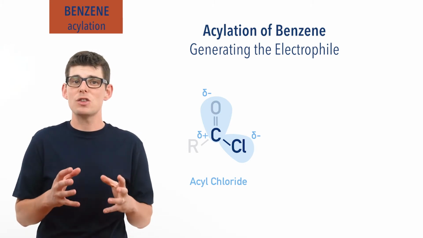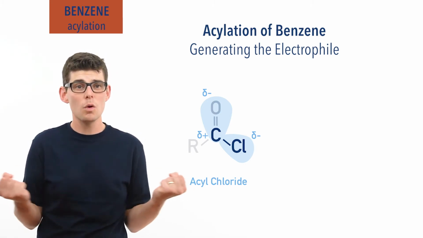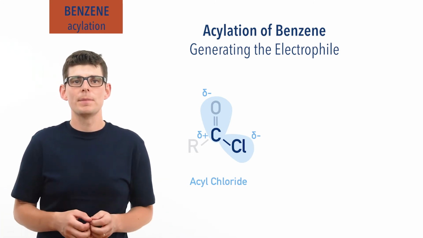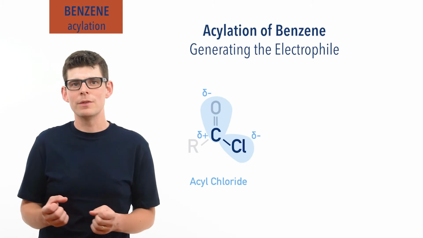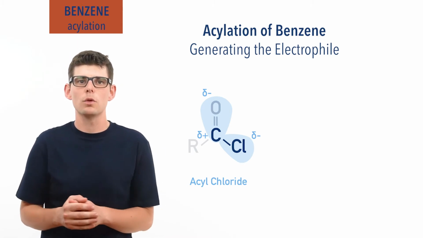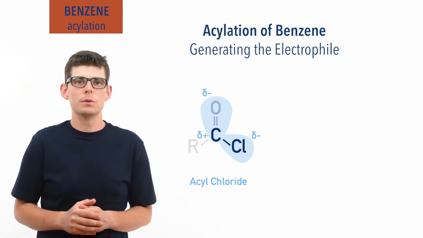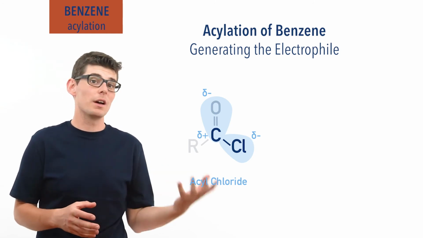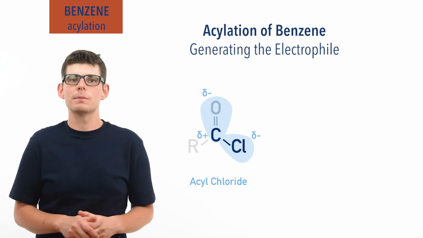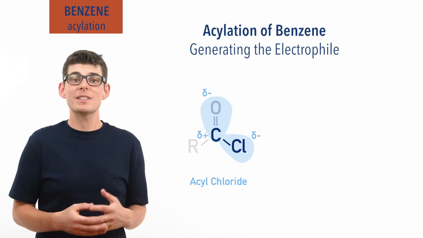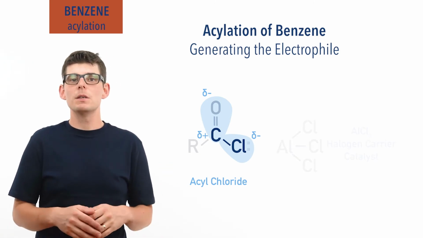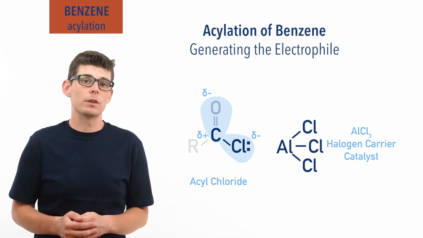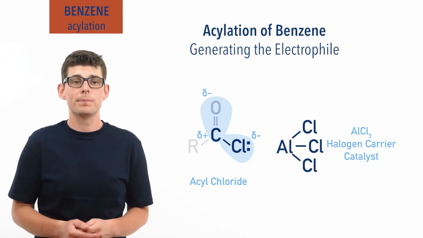Because the chlorine is essentially fighting oxygen in a tug of war, it doesn't quite get as much electron density as it would like. To pull the electron density even more towards the partially negative chlorine, a halogen carrier is used. A halogen carrier basically just means a metal, usually iron or aluminium, that is bonded to atoms of the halogen in question, in this case chlorine. Aluminium trichloride will be used for this example, although you may also see iron trichloride being used as well.